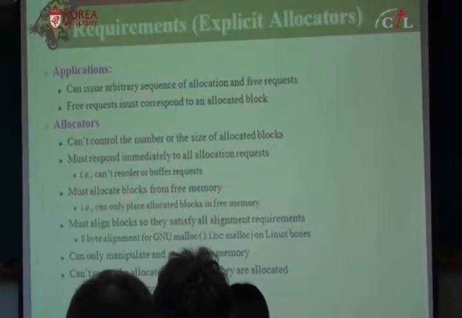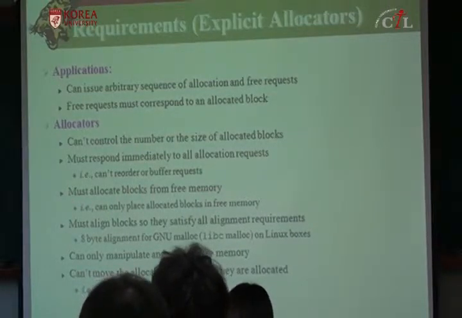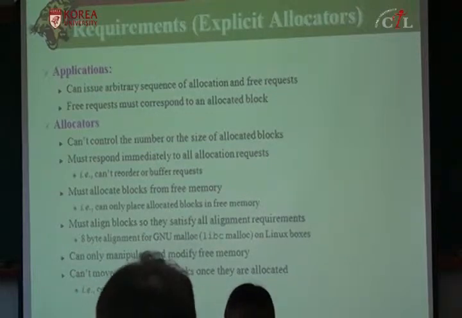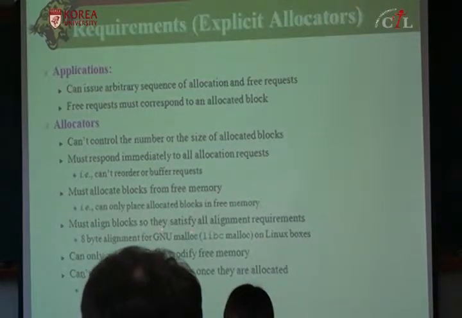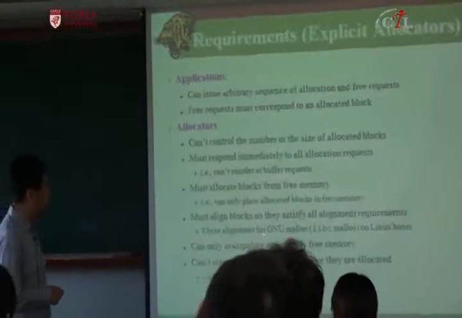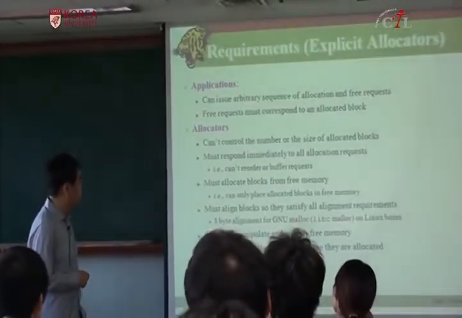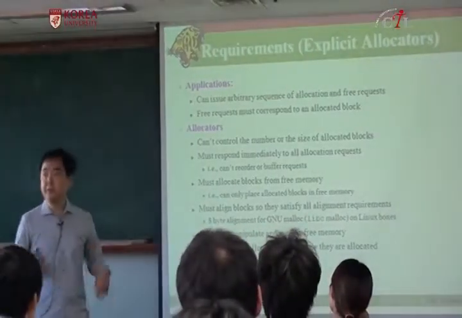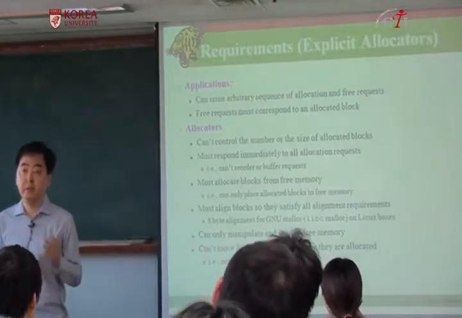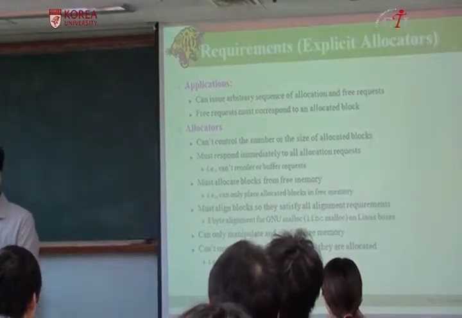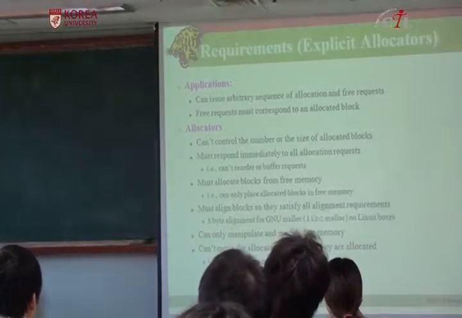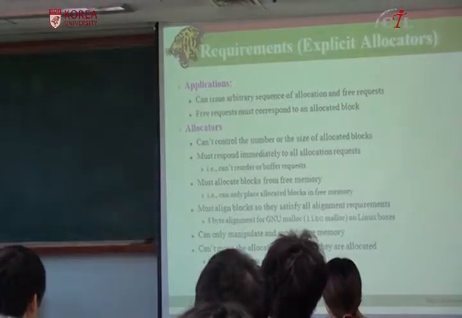And they should allocate blocks from free memory. That should be obvious, right? If it's allocated, you cannot allocate. And they must align so that they satisfy all alignment requirements. So in the GNU library on Linux, whenever you request this much allocation, they allocate on 8-byte boundaries, which means at least a multiple of 8 bytes. Okay?